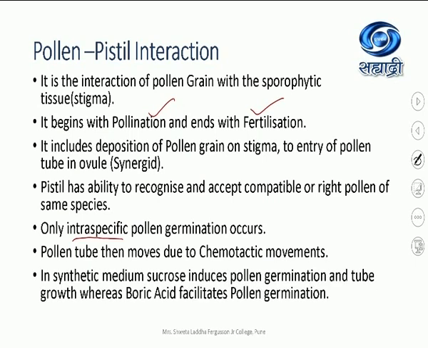In synthetic medium, suppose you are artificially doing all this, sucrose will induce pollen germination. You have a practical, bad luck that you are not able to perform this year. Otherwise, we give you flowers, vinca plants, and we ask you to remove the pollen grains of the vinca plant. We give you a petri dish. In the petri dish, you take sucrose solution and add pollen grains. When you add sucrose to these pollen grains, pollen tube formation is induced. And the tube growth will be faster if you add boric acid to these germinated pollen grains.